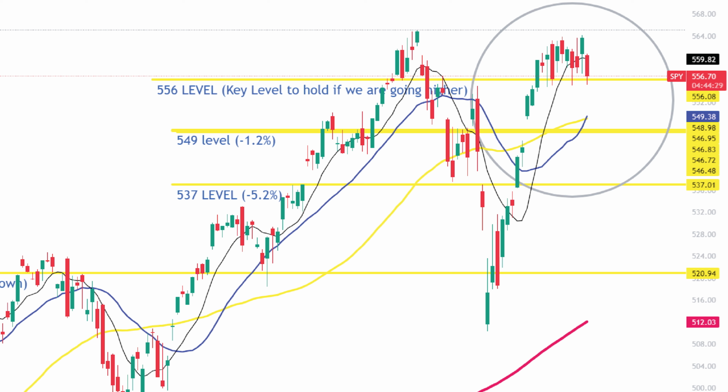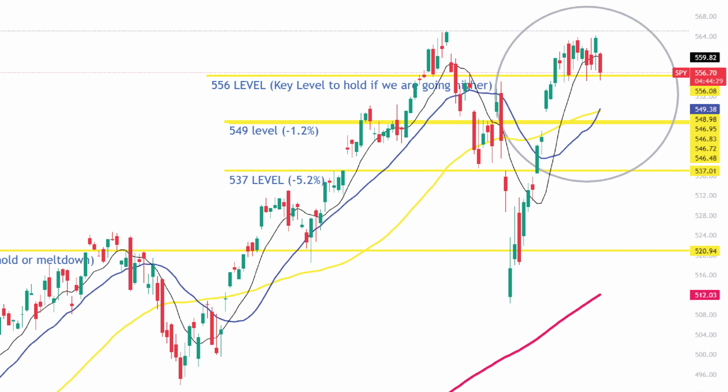These levels of 549 followed by 537. The 537 seems to make a little more sense because that was before we had kind of this breakout in the market euphoria type of situation. I would expect us to gravitate towards that 537 level over the next week or two. If you recall, September is the most bearish month out there. Not good for stocks typically.